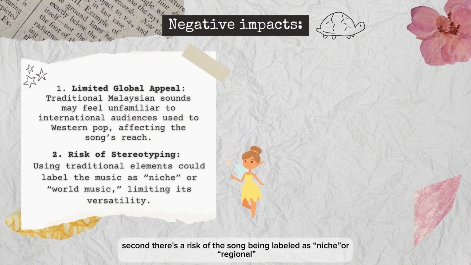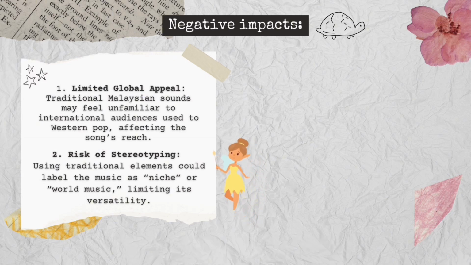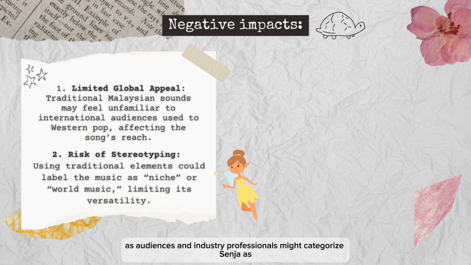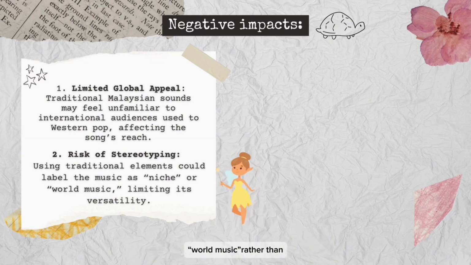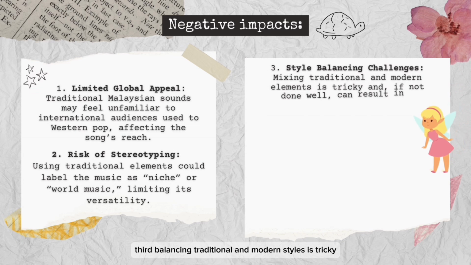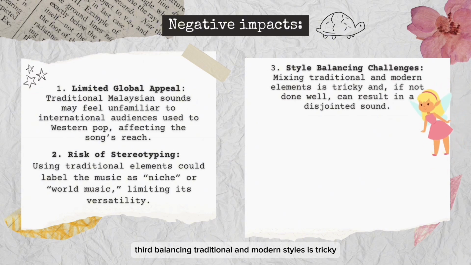Second, there's a risk of the song being labeled as niche or regional. This can limit its reach, as audiences and industry professionals might categorize Senja as world music, rather than seeing it as a versatile, genre-blending piece. Third, balancing traditional and modern styles is tricky.